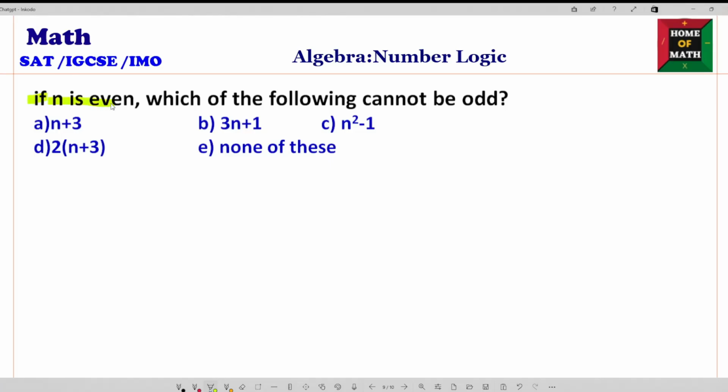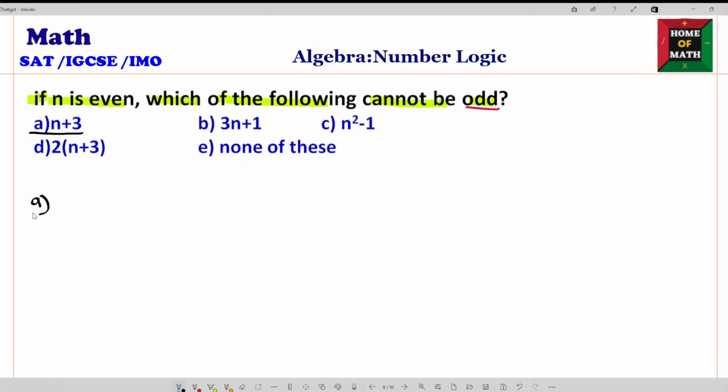If n is even, which of the following cannot be odd? In this video we are trying an odd number logic question. Let's start. Here are some options. We will check which one is odd.